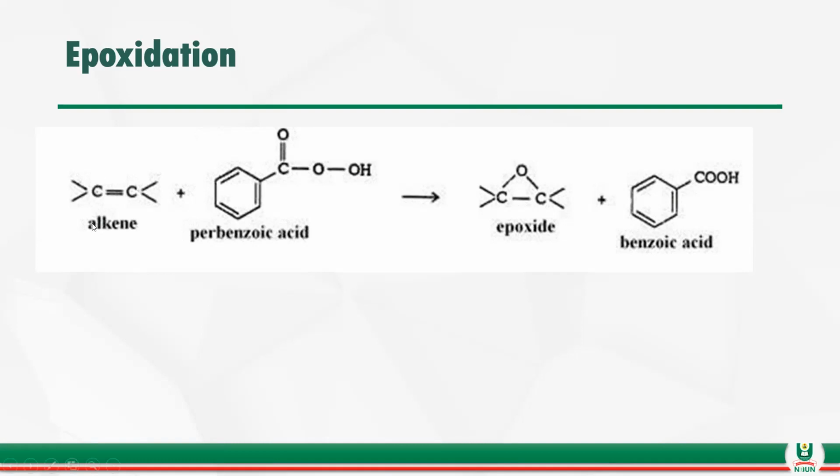So you look at what you have here. This is an alkene reacting with per-benzoic acid. Remember, this is benzoic acid. You see COOH. Here you have COOH. So there will be donation of 1 of these oxygen to form an epoxide.